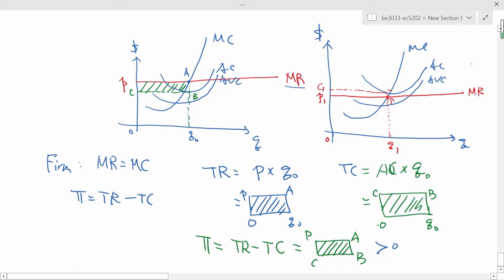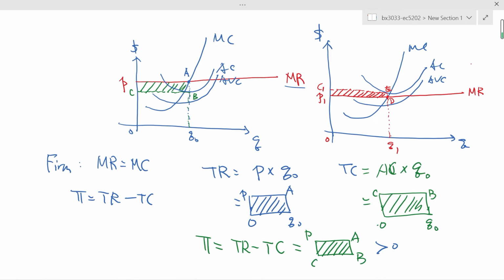So D here, E here. Okay. So the total cost is OC1 EQ1. And we can see that now because the price dropped from P to P1, this firm is making economic loss. Okay, the total cost is higher than the total revenue.